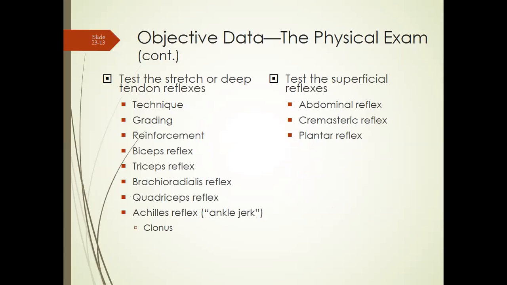Now, test the stretch and the deep tendon reflex. These techniques, grading and reinforcement, we can use the reflexes like the biceps reflex, triceps reflex, brachioradialis reflex, quadriceps reflex, and Achilles reflex, also known as ankle jerk or clonus. That's for the superficial reflex like the abdominal reflex, cremasteric reflex, and plantar reflex.